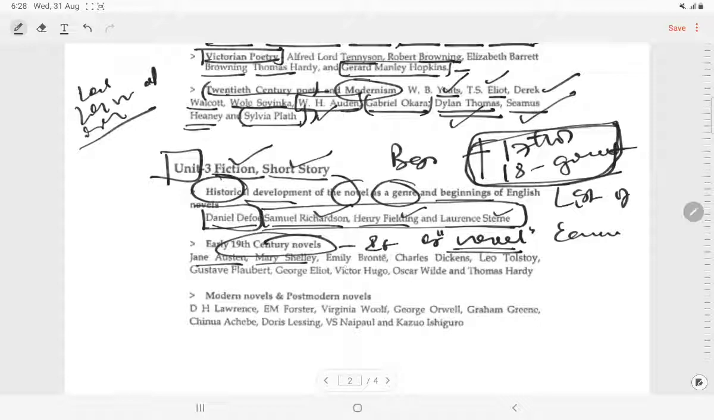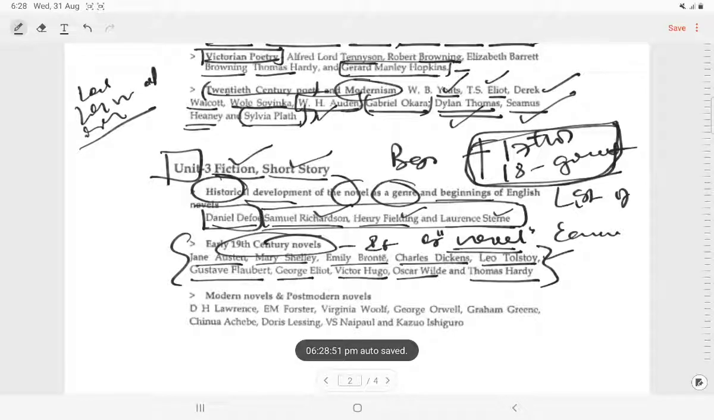Jane Austen, Mary Shelley, Emily Bronte, Charles Dickens, Leo Tolstoy, Gustave Flaubert from France, Tolstoy from Russia, George Eliot, Victor Hugo from France, Oscar Wilde again England, Thomas Hardy from England. So here a mixture of different world famous novelists is mentioned. This is a great task if we study these novelists in detail. It is a very interesting section, especially for those interested in fiction or novels. Anyway, we will discuss all these writers in detail in our coming videos.